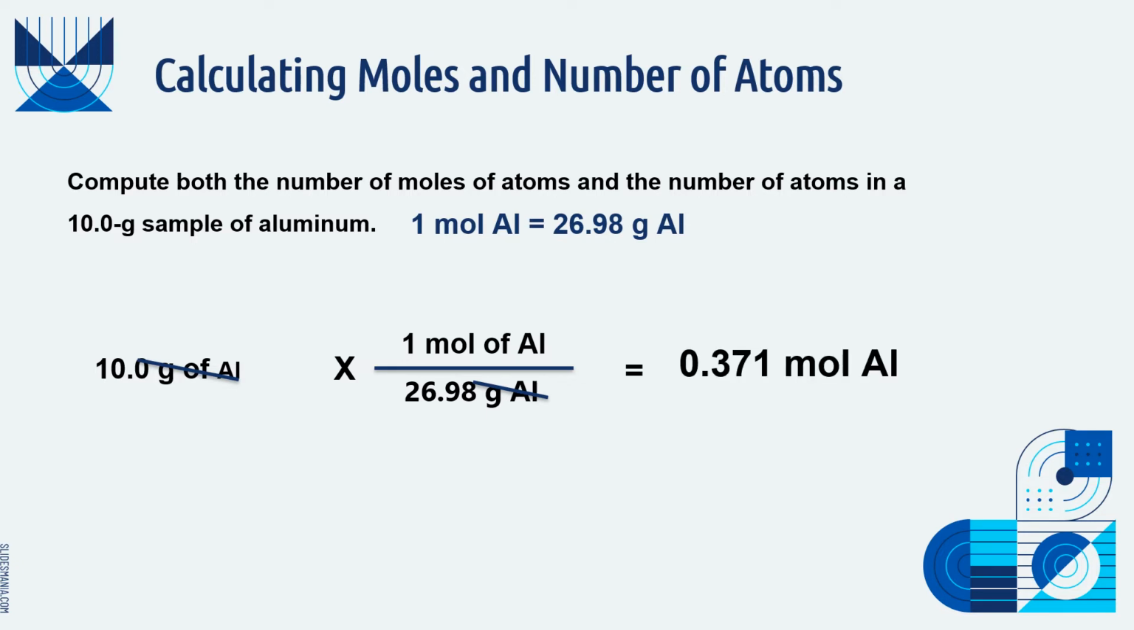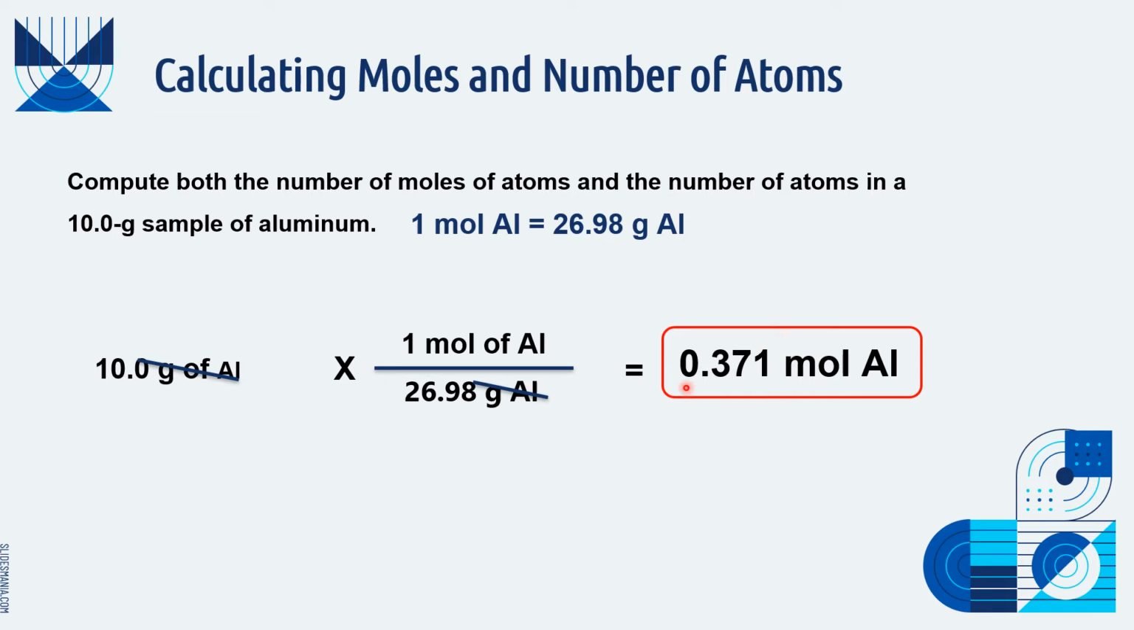The answer is 0.371 mole of aluminum. So meaning to say, in 10 grams of aluminum, there is 0.37 mole of aluminum. We already get the number of moles of the atoms. Another requirement is we're looking for the number of atoms in that given sample. So we can now use this one.